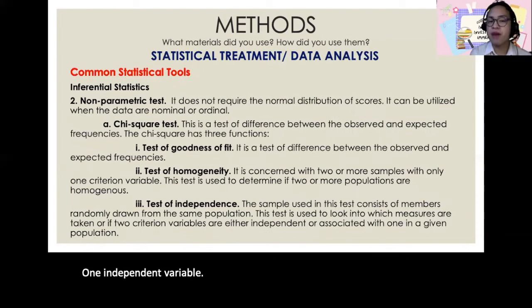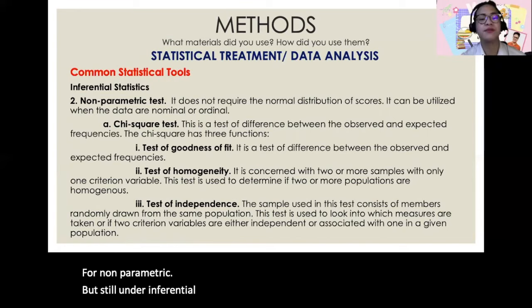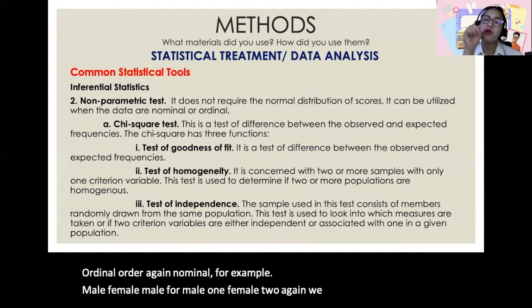For non-parametric, but still under inferential statistics, we will have nominal and ordinal data. Nominal, names; ordinal, order. Again, nominal, for example, male, female: male is 1, female is 2. Again, we assign numbers for statistical purposes.